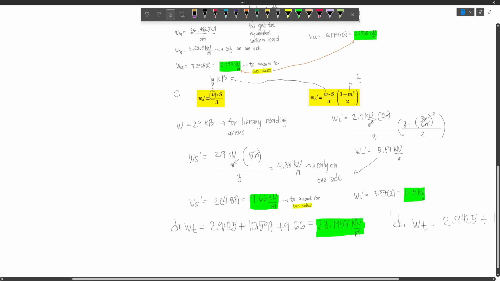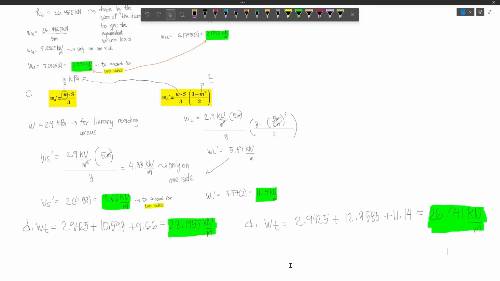And then, for the total load, we will just add the weight of the beam plus the weight of the slab and the live load. And so, kaya ito na yan. And also dito. And so, ito lang yung mga considerations na dapat mong tandaan if you are dealing with two-way slabs.